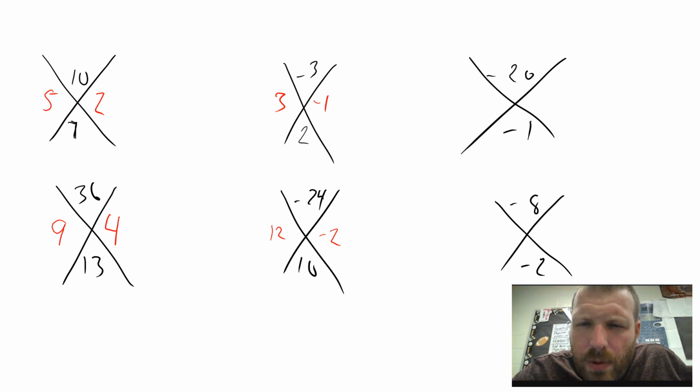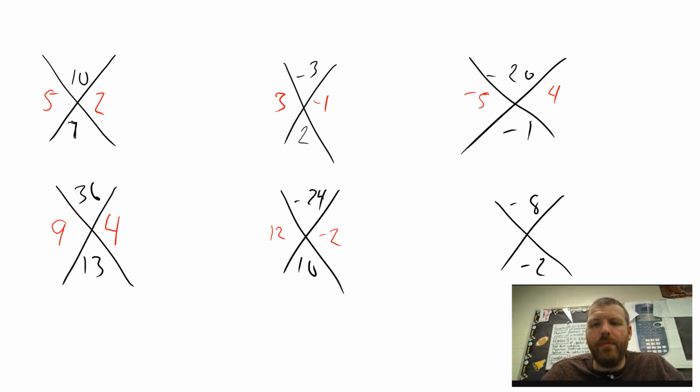Multiples of negative 20 add together to give you negative 1. So what are some factors of negative 20 that will add together to give you negative 1? Well, 5 and 4 will give you 20. And if the 5 is negative, then it would give you negative 20. And if you add them together, it will give you negative 1. All right, let's look at our last one.